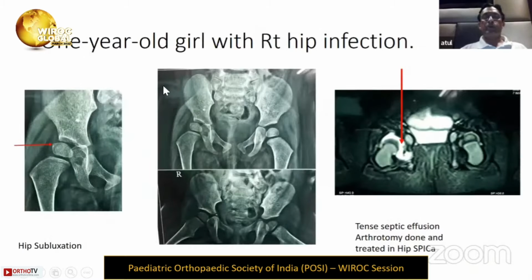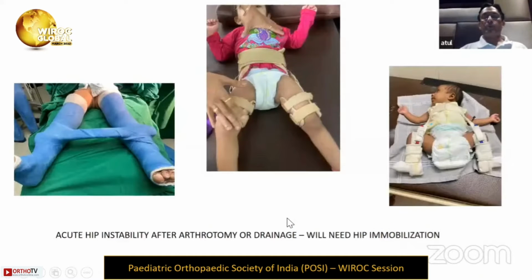Another girl, a 1-year-old child with right side hip infection. There was marked sepsis in the hip, with subluxation of the joint. This was treated with arthrotomy and immediate hip spica, and then the hip continued to stay inside. So one must use some kind of splint, either a Pavlik, a brace, a hip spica or an abduction bar post-op to maintain hip stability after any kind of septic hip drainage.